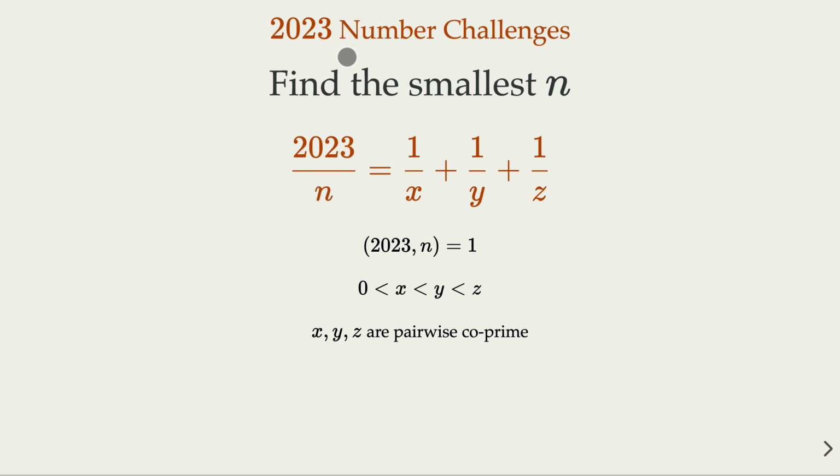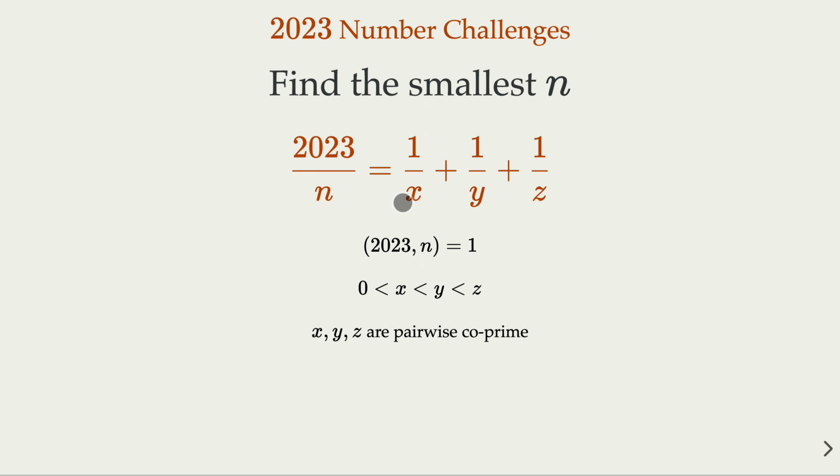This is another 2023 number challenge. Here we have an equation. Of course, all the numbers are integers. And here we try to find the smallest integer n. Now notice that if you multiply the denominators by a constant, the equation still holds.